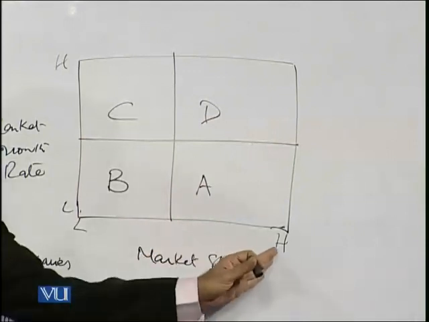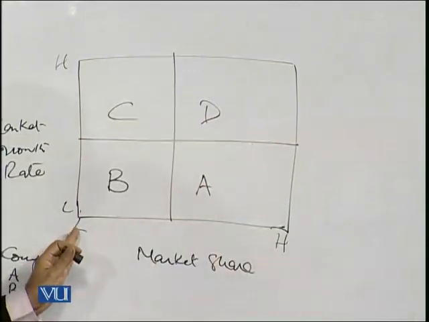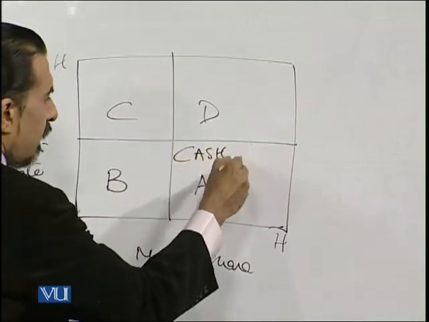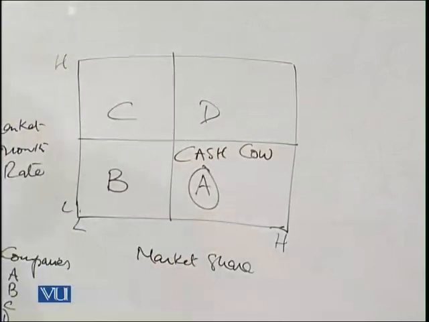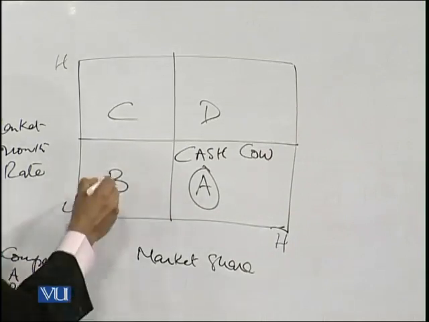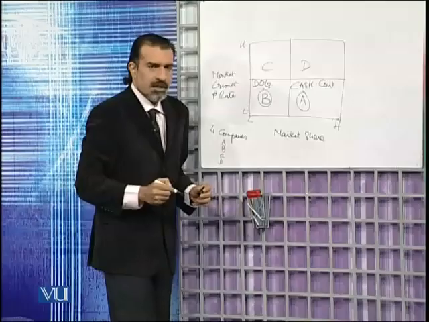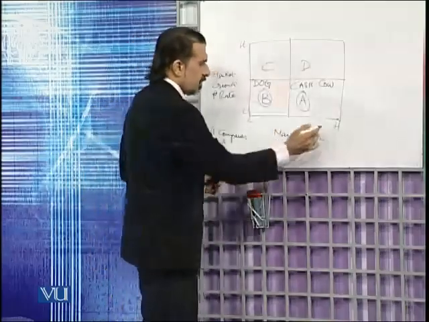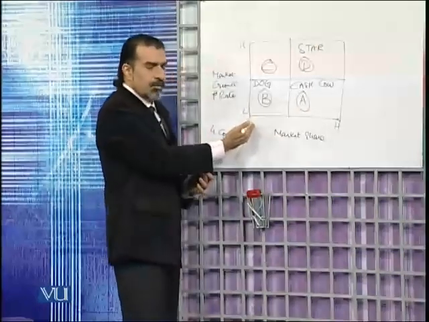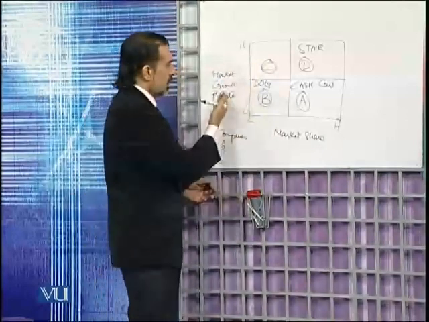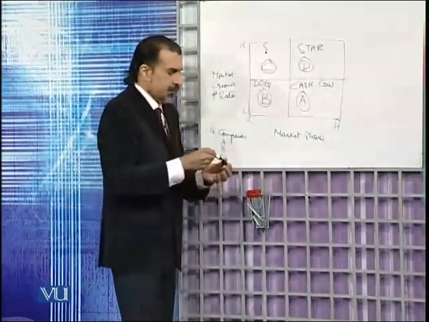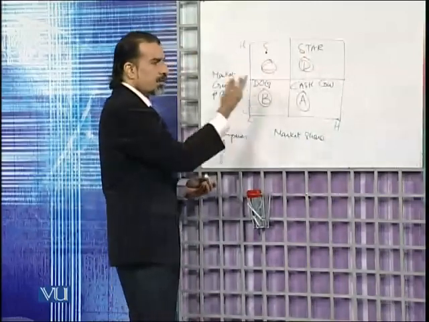Company A's market share is high but its growth rate is low. When market share is high and growth rate is low, we call this a cash cow. So company A will become a cash cow. Company B, on the other hand, has a low market share and a low growth rate, so it is what is called a dog. Company D has a high market share and a high growth rate, so this is a star. And company C has a small market share but has future potential because future expected growth rate is high, so this is a question mark, because it can be converted into a star, and if this growth rate does not materialize, then it will probably become a dog.